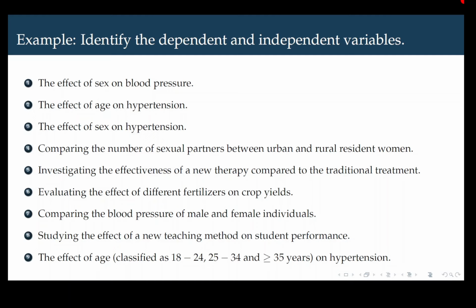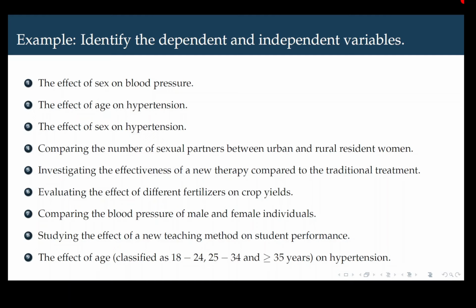Let's consider number 4, comparing the number of sexual partners between urban and rural resident women. Here, the dependent variable is the number of sexual partners and the independent variable is residence. Residence takes values urban and rural. Therefore, the independent variable is residence with values urban and rural, and the dependent variable or the outcome variable is the number of sexual partners.